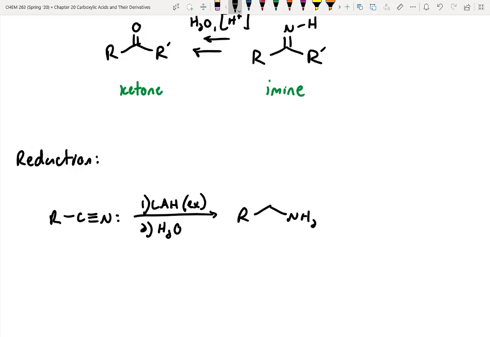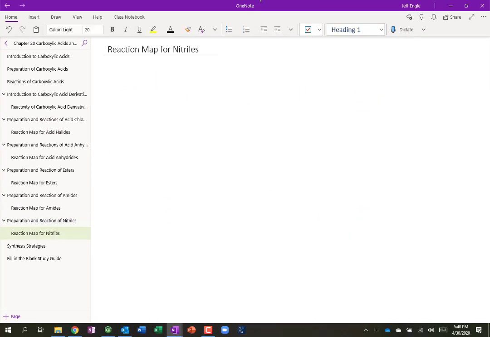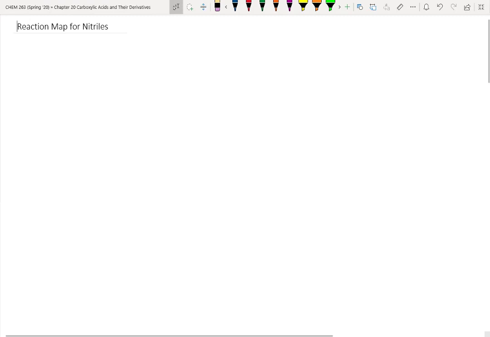The one mistake I see a lot of students make is they forget to include this carbon here. So remember, we're not losing a carbon during this reaction. The carbon's staying put. We're reducing that triple bond all the way to a single bond and getting to the amine. All right, so let's finish up by quickly drawing our reaction map. And then what we'll do tomorrow is we'll start working on synthesis practice.